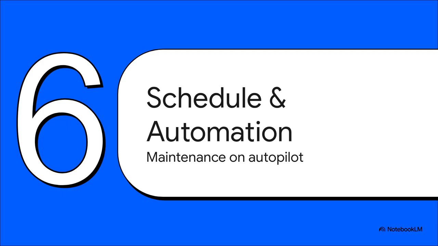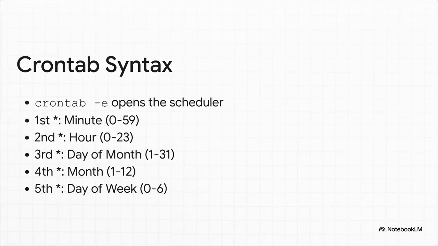And finally, step 6, scheduling and automation. Putting maintenance on autopilot. The crisis is averted. The server is healthy, the gates are locked. But true DevOps pros use automation so they don't have to fight this exact same fire tomorrow. You do this by running crontab -e to open the system's task scheduler.